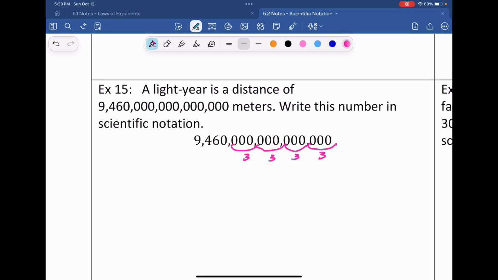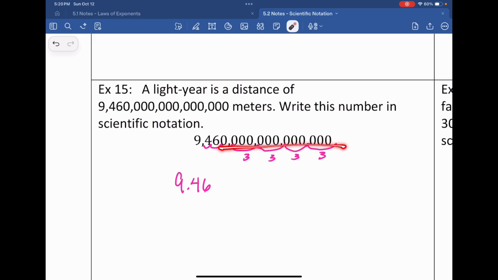So I've moved 12 spots right now, and I'm still at a number that's 9,460. My digit has to be between 1 and 10. So 1 more, it's 946. 1 more is 94. 1 more is 9. You have all these zeros at the end. You do not need to list them. So going from standard to scientific, we move to the left, your exponent is positive. So that was 3, 6, 9, 12, 13, 14, 15 places.